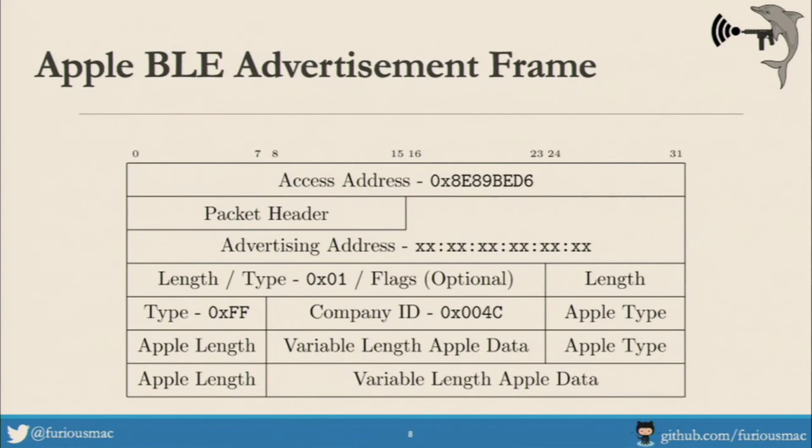Everything after the company ID, if you were to try to use Wireshark right now to sniff Bluetooth, none of that would be parsed out. So everything starting after the company ID is the actual dissector that we wrote. It follows a simple type-length-value format, where you have the type of the message, the length, and then the actual data. They can string together multiple of these messages in one advertisement packet.